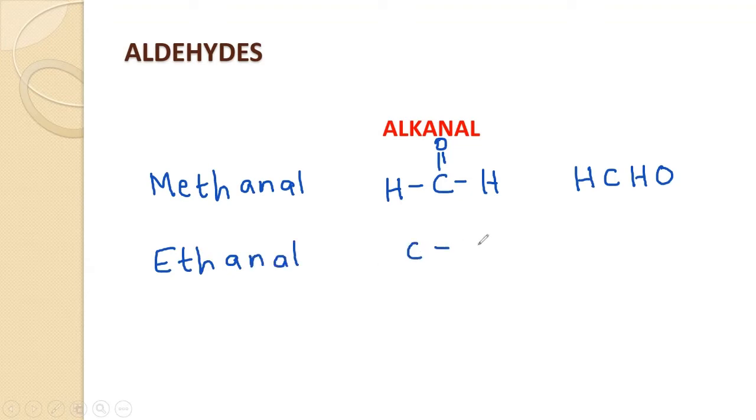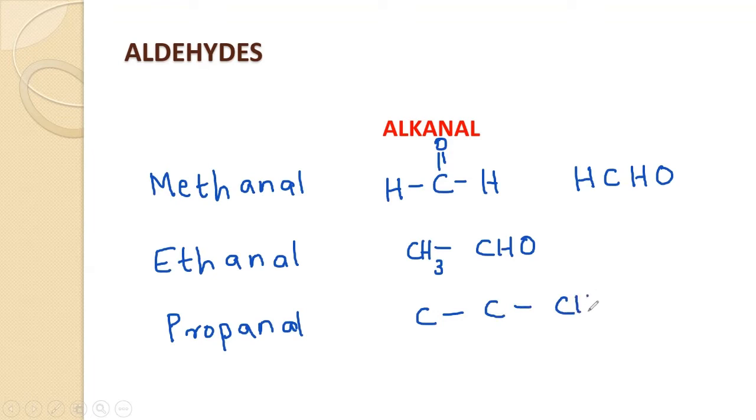The next member in this homologous series would be ethanal. Eth means two carbon atoms. The end carbon you put as CHO. So CH3CHO would be ethanal. Propanal is the next member. Three carbon atoms. The end carbon is CHO. This would be propanal.